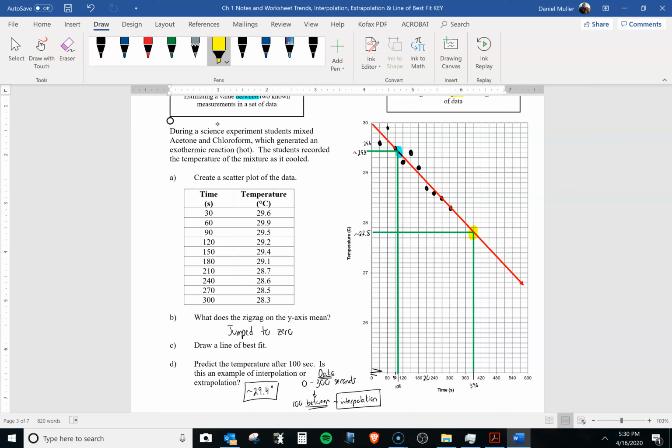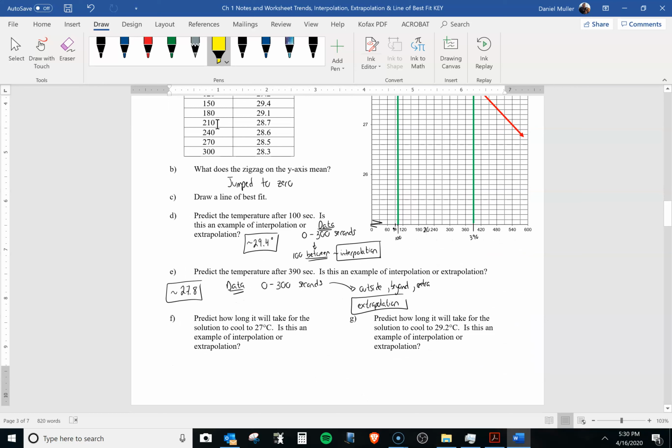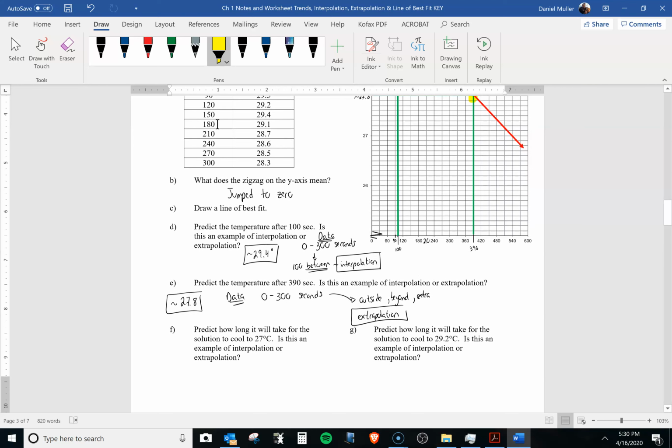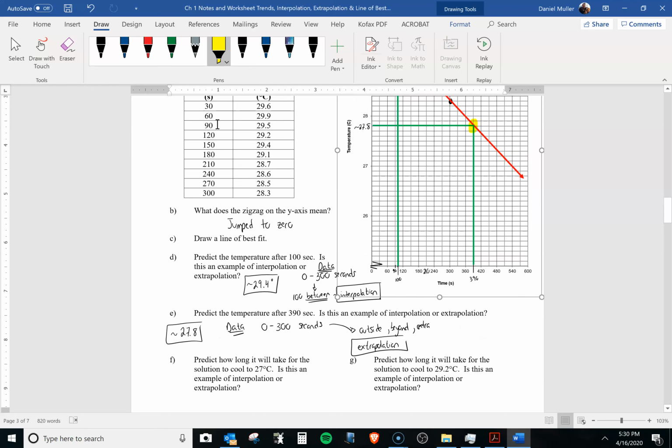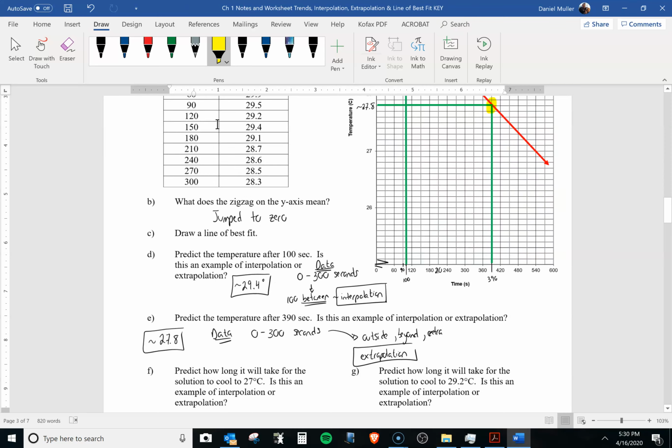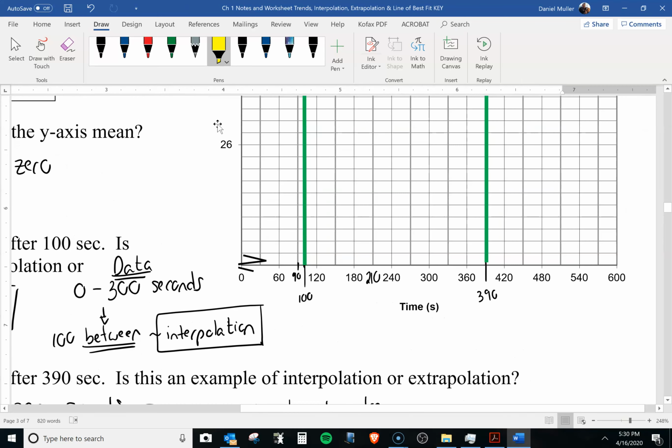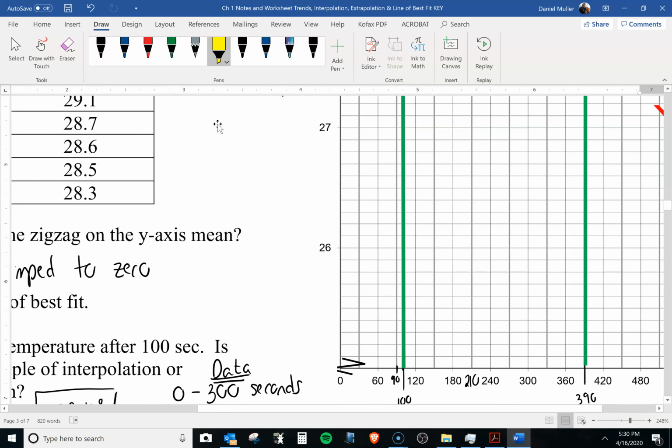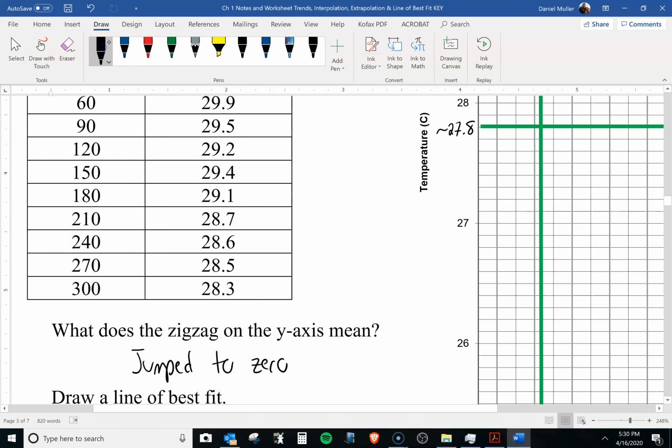Now let's take a look at the next question: predict how long it would take for the solution to cool to 27 degrees. Is this an example of interpolation or extrapolation? Okay, so for D and for E, I started by looking at 100 and looking at 390 and drew a ruler up until I hit my line. But now I'm going to be looking instead at 27. So I want to draw a line from here all the way over to see when I hit my line, and then I can calculate the time. So let me draw that line now.